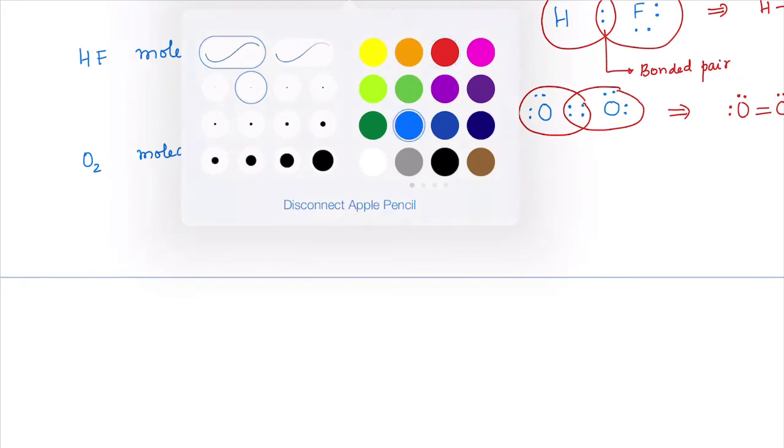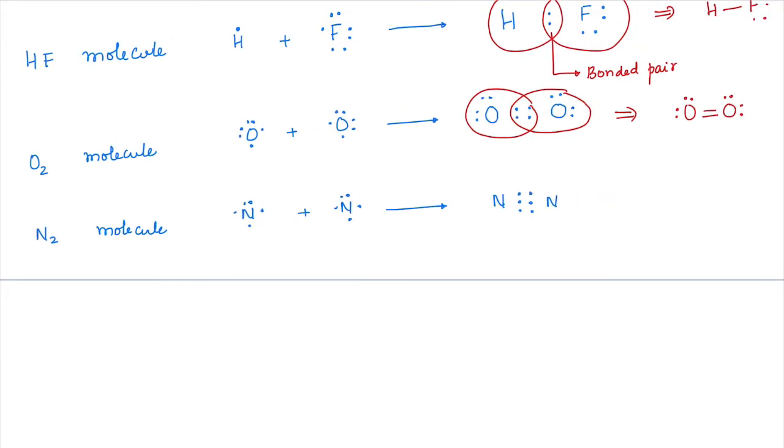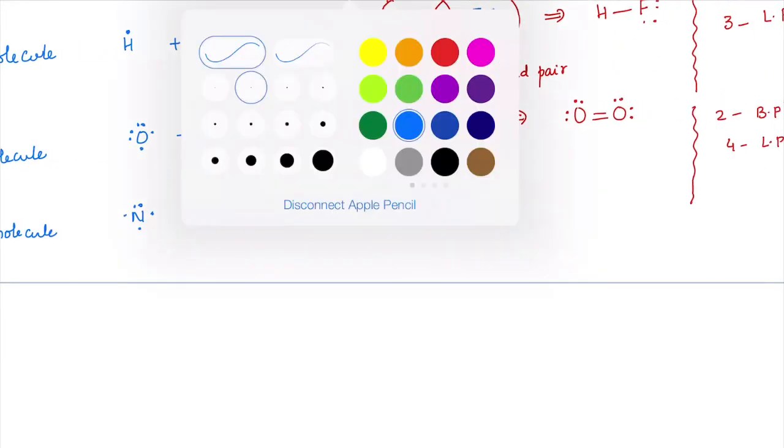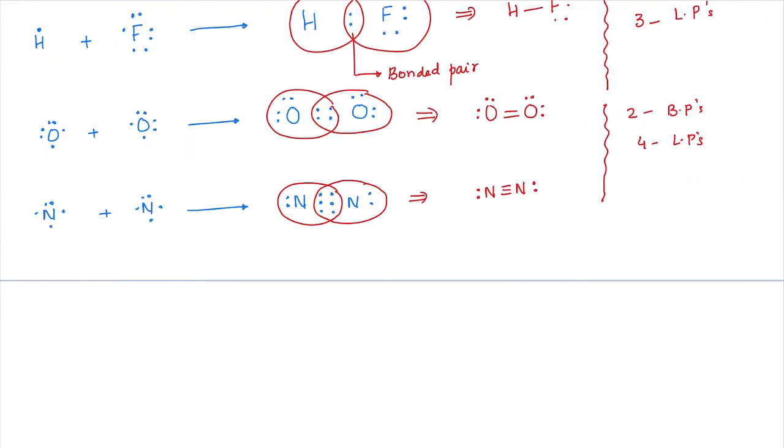Last one, you can see N2 molecule. In N2 molecule, nitrogen, which has 5 electrons in the valence shell, will start sharing 3 electrons between them and keep 1 lone pair away. That way it would have this part of one nitrogen and this part of the other nitrogen, showcasing in the bond line form it has 3 bond pairs. That means it has a triple bond. So if it is a triple bond, I can say it has 3 bond pairs and 2 lone pairs. So this is a representation of N2 molecule.